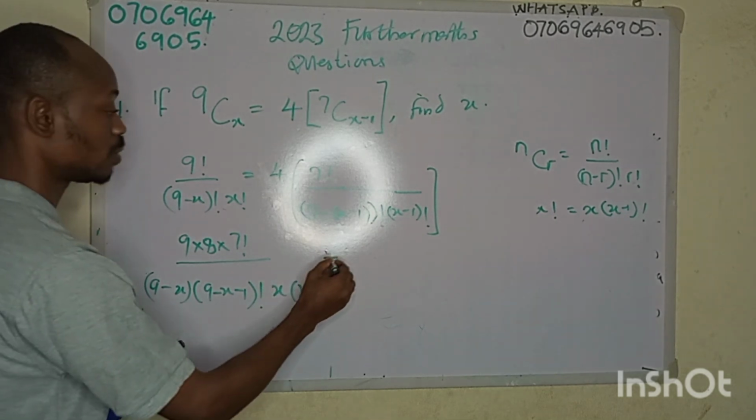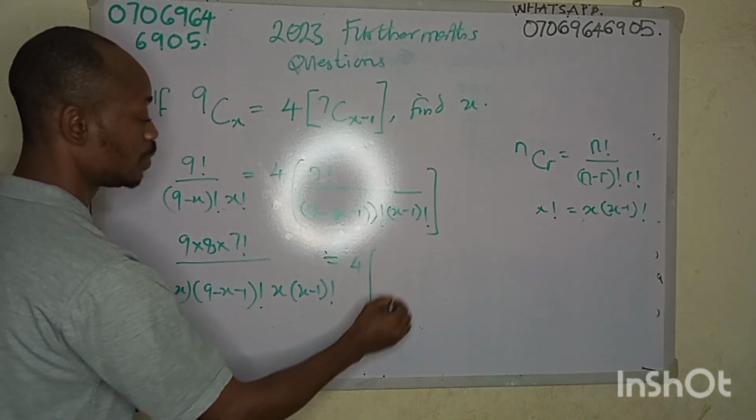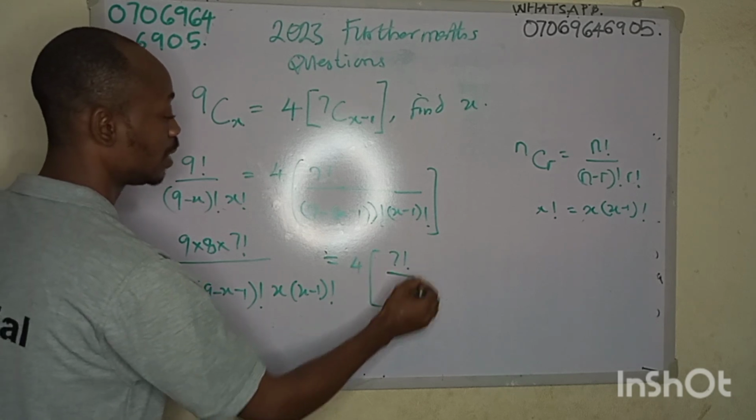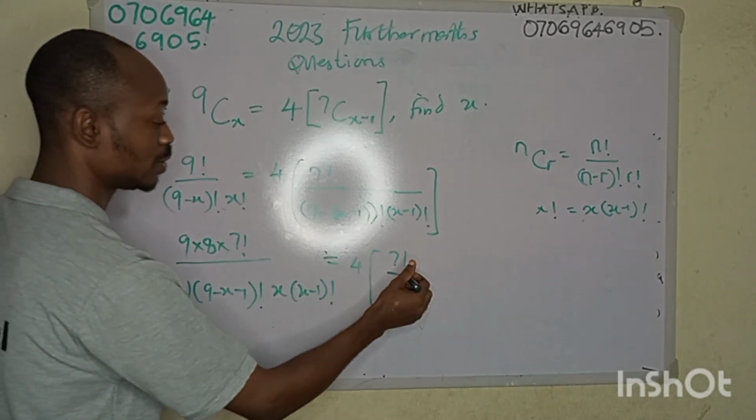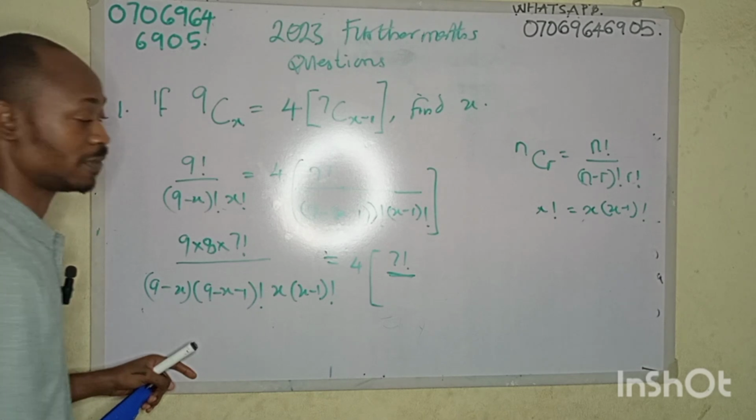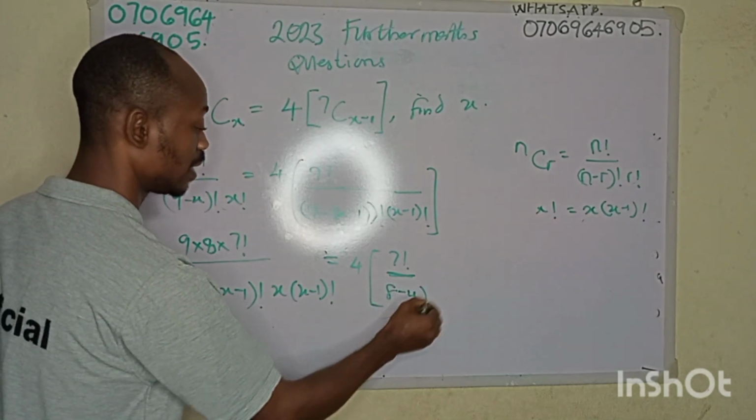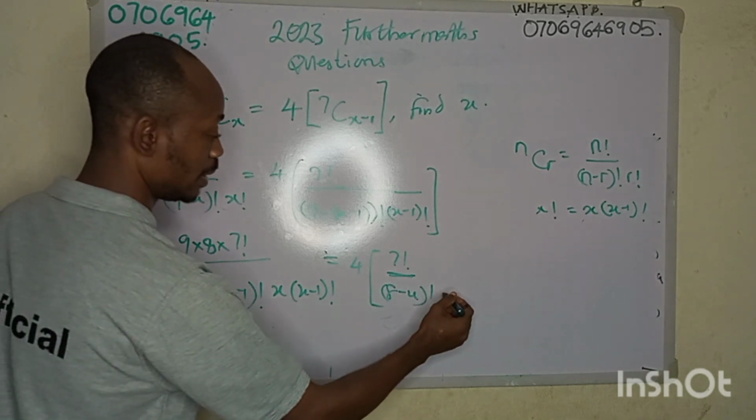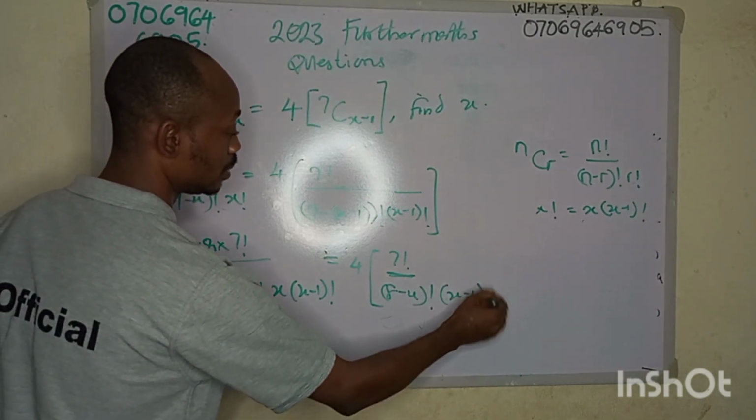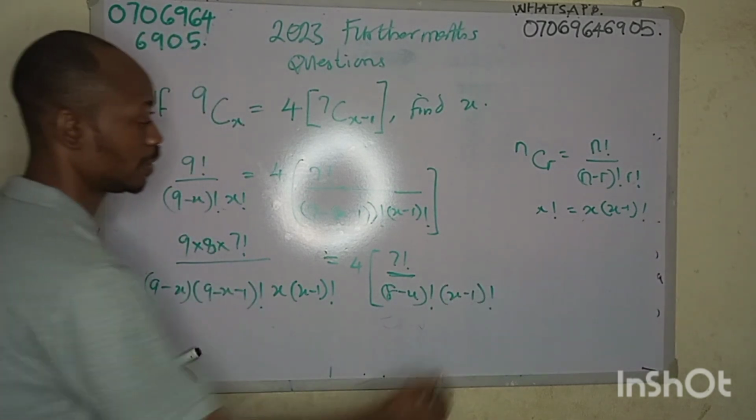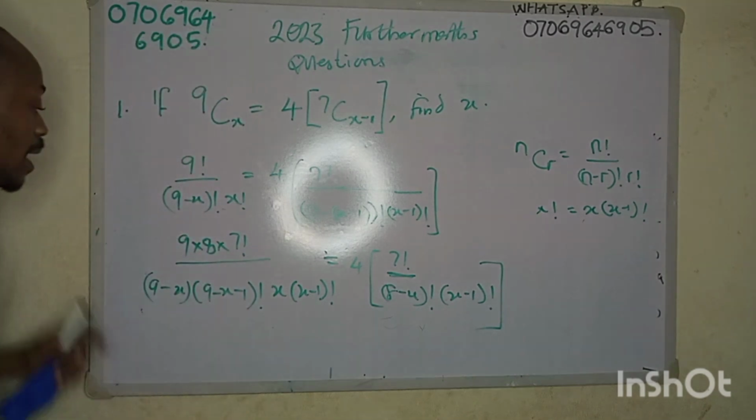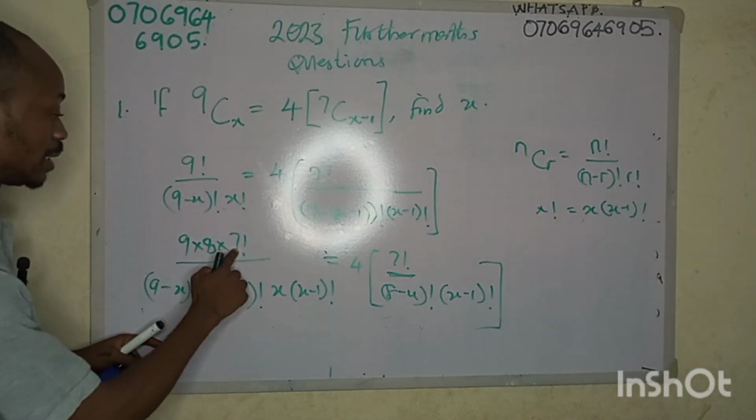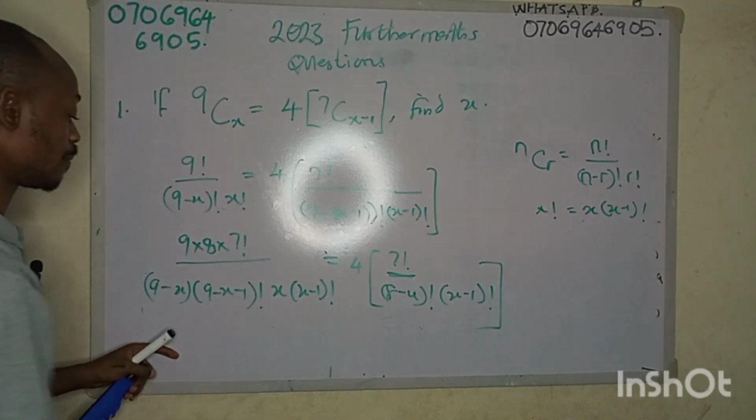All right, equals 4, open a bracket, 7 factorial all over. I told you the other time that this is going to become what? 8 minus x factorial. So we have 8 minus x factorial. And I'm just going to be leaving x minus 1 factorial here. Okay. So the next thing we go about is actually 7 factorial can cancel 7 factorial here.